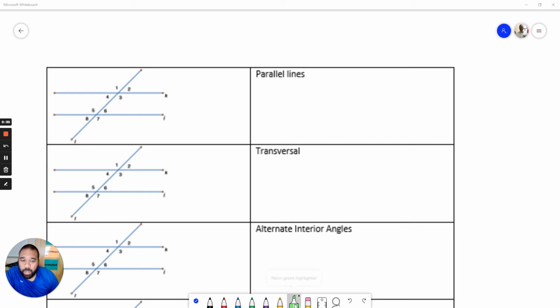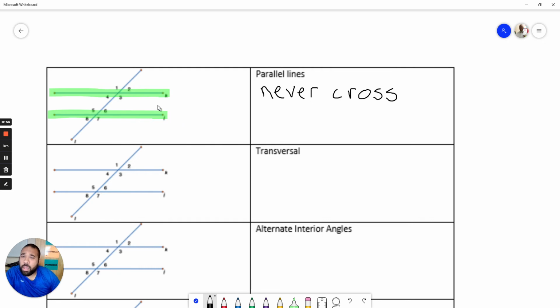The first thing we're going to go over is something called parallel lines. Parallel lines are lines that never cross. These two lines are parallel. It's important to know that they never cross. If we extended these lines and they went on and on and on, they would never ever meet.